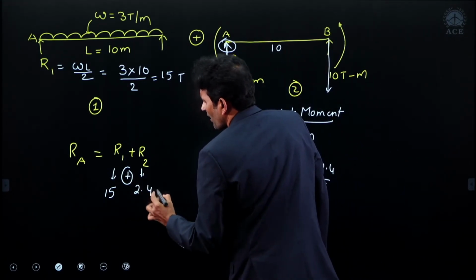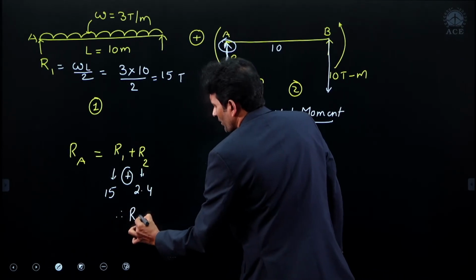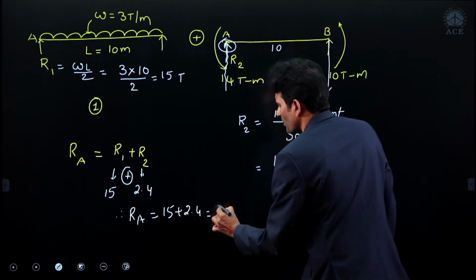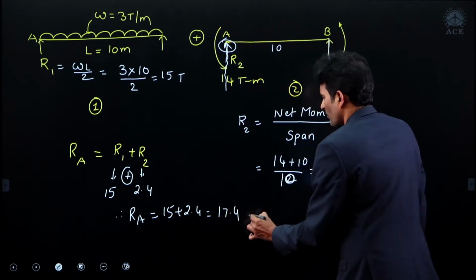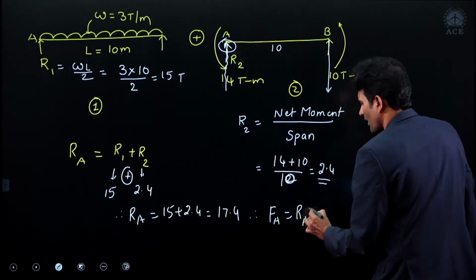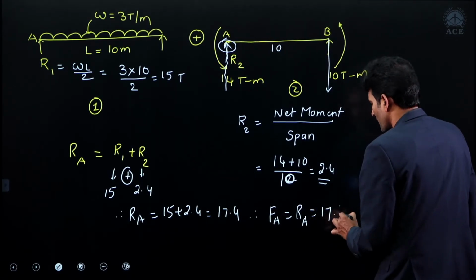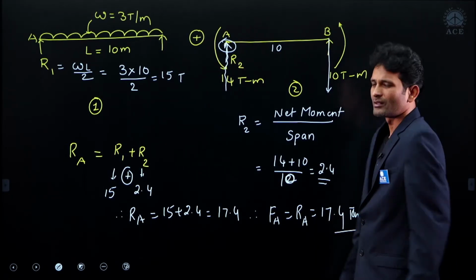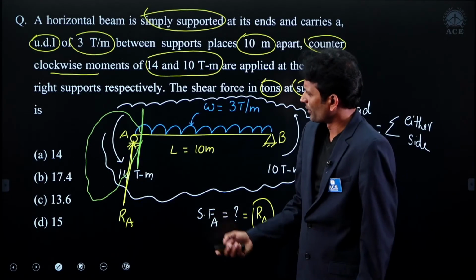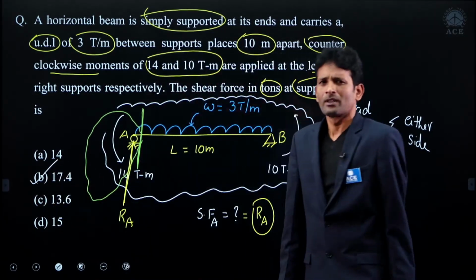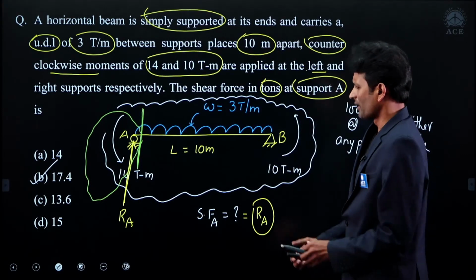So RA equal to 15 plus 2.4. That should be equal to 17.4. What is the shear force at A? Shear force at A is RA. RA is nothing but 17.4 tons. That is the correct answer. 17.4 is the correct answer. So obviously this is correct. Option B is correct for this question.